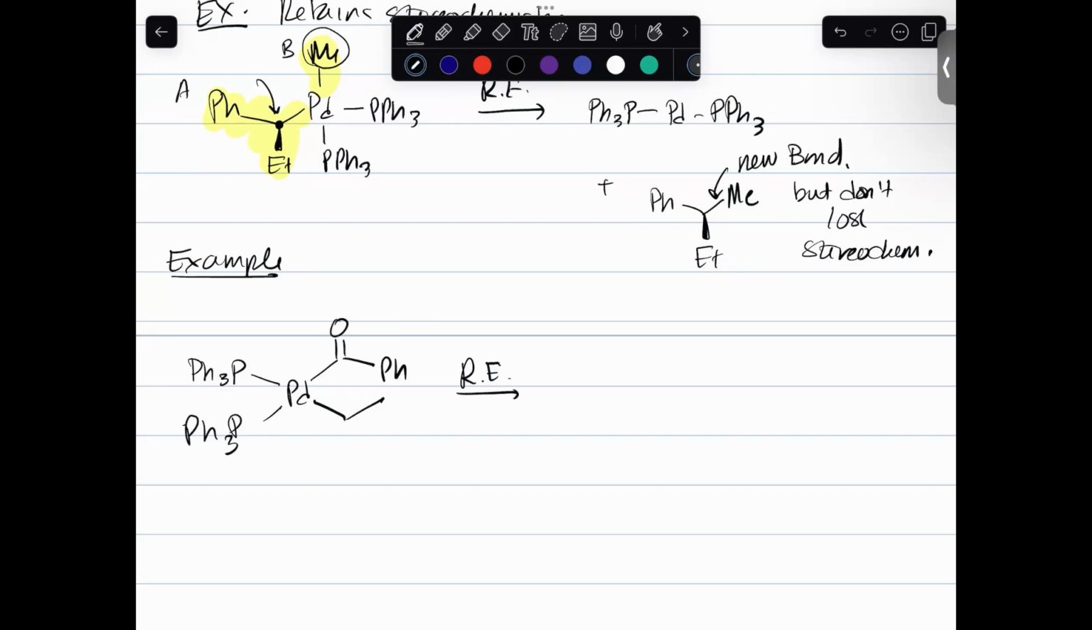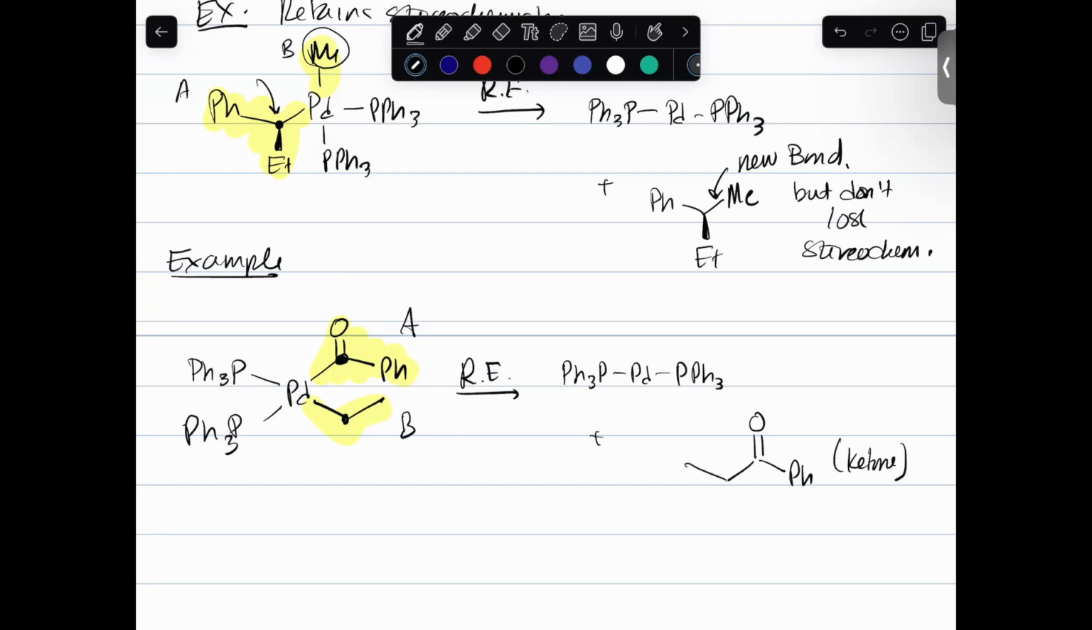Reductive elimination. You've got your A and B. You notice that they're cis to each other. So it shouldn't come as a surprise that you're going to form your palladium with its ligands complex and a new bond between the carbonyl carbon and the ethyl carbon. And so you have formed a ketone.